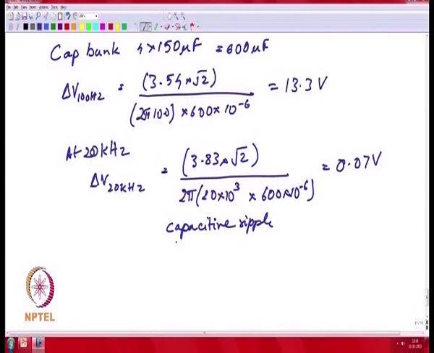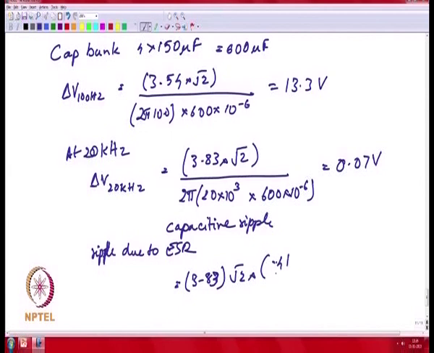If you look at the ripple because of the ESR, you are talking about 3.83 root 2 into 0.41, which is the ESR at 20 kilohertz, and there are 4 capacitors in parallel. So, you are talking about 0.55 volts. So, you can see at the switching frequency, your capacitor bank is now acting more resistive than capacitive.